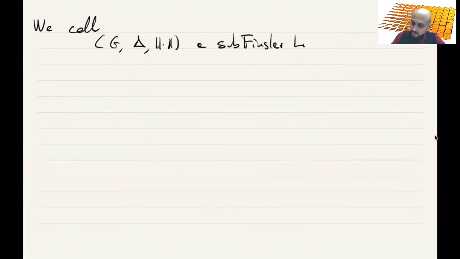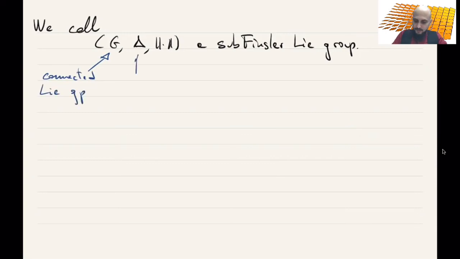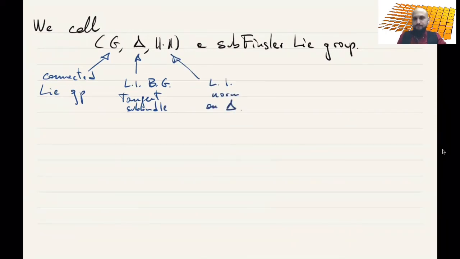the distance. Okay, so let's put things together. So we call the triple (G, Δ, norm) a SubFinsler Lie group. Here, G is a connected Lie group, Δ is a left invariant bracket generating tangent subbundle, and the norm is a left invariant norm on Δ. Okay. And after we have this triple, we can define the Carnot-Carathéodory distance.